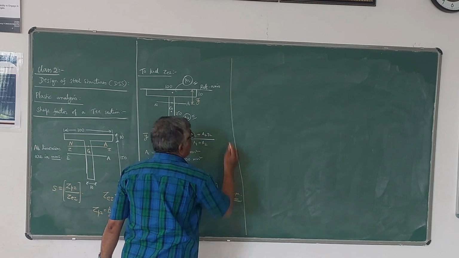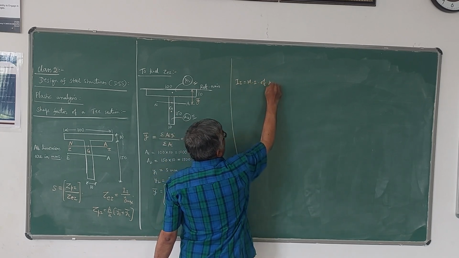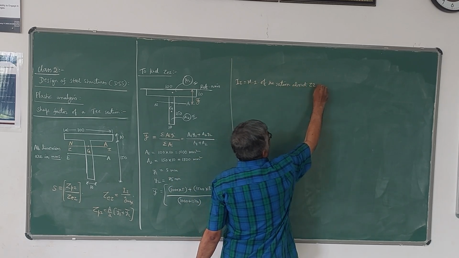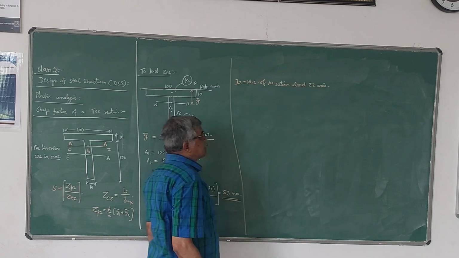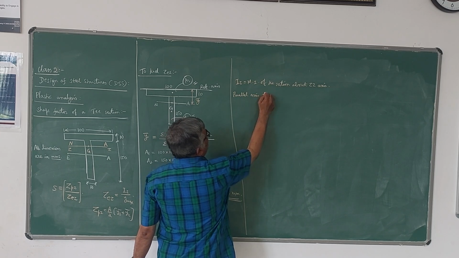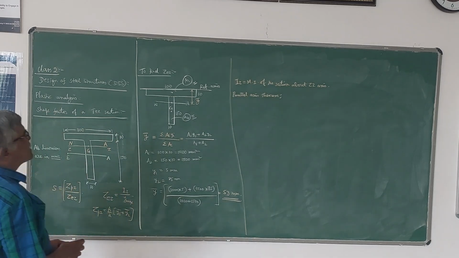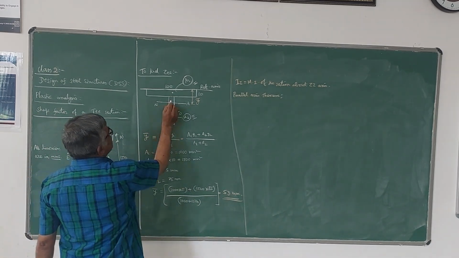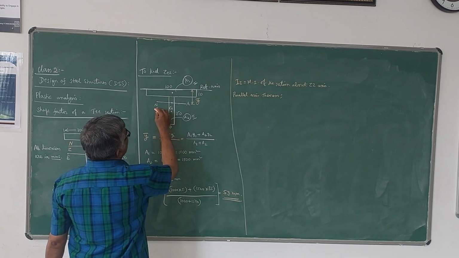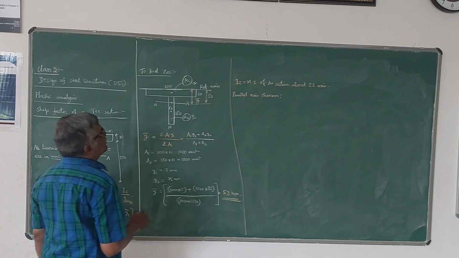After getting Y bar, we have to find IZ. IZ is the moment of inertia of the T section about the Z axis. For this, we have to use the well-known parallel axis theorem. By using the parallel axis theorem of moment of inertia, you can find IZ. So now I need the distances of these two centroids from the neutral axis. Now we have got the value of Y bar as 53 mm.